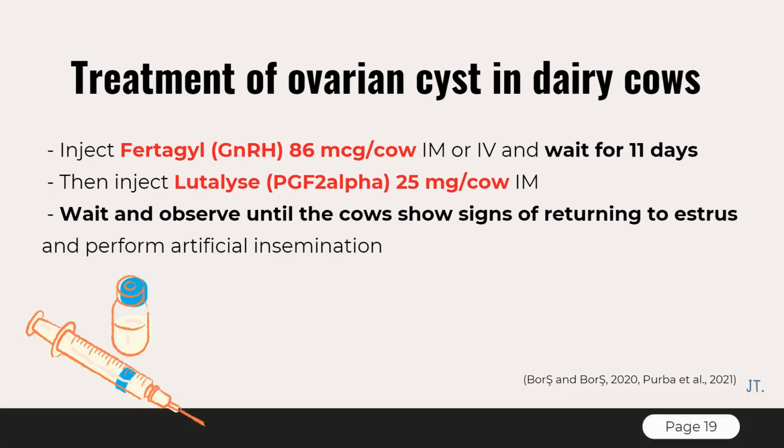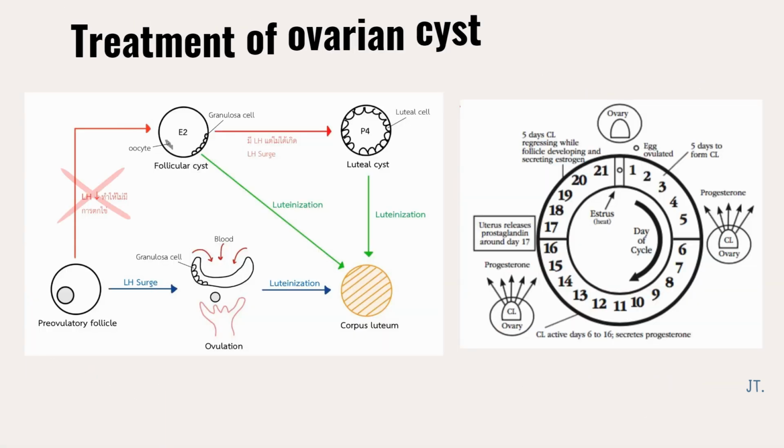Next, the treatment of ovarian cyst in dairy cows. The treatment can be done by injection of Vertapio or GnRH 86 micrograms per cow intramuscularly or intravenously, then wait for 11 days. Then inject luteinized or prostaglandin F2 alpha 25 milligrams per cow intramuscularly, wait and observe until the cows show signs of returning to estrus. Then the owner can perform artificial insemination again.